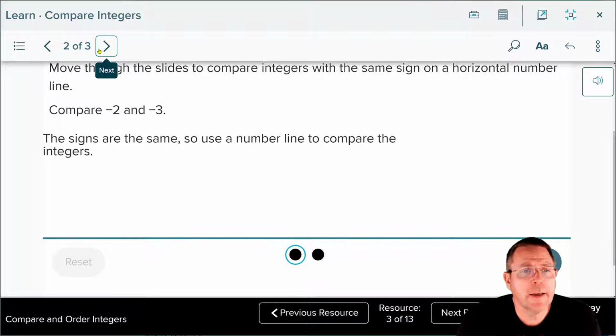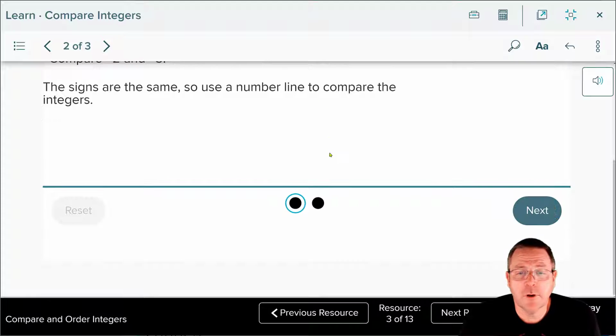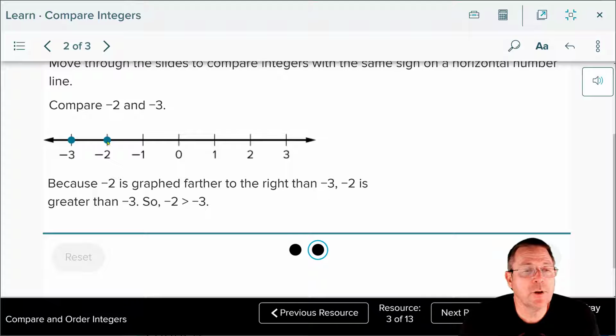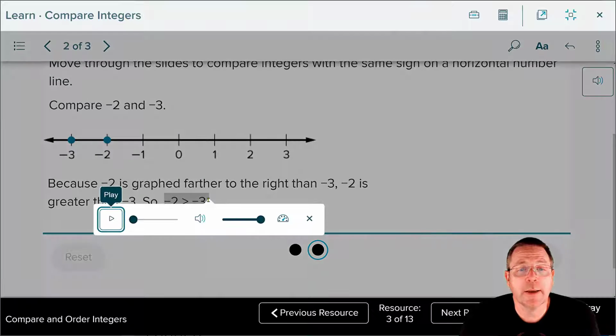Now we're going to look at -2 and -3, and this time it's not going to be quite so obvious. They say to use a number line to compare, so are they going to give us a number line? Yes, they are. You can see on the number line that -2 is farther to the right than -3. On the number line, whatever number is further to the right is your bigger number. So -2 is a larger number than -3. So on your inequality, your alligator is going to eat the -2 and not pay any attention to that -3.